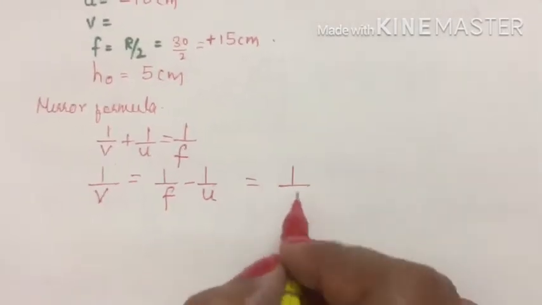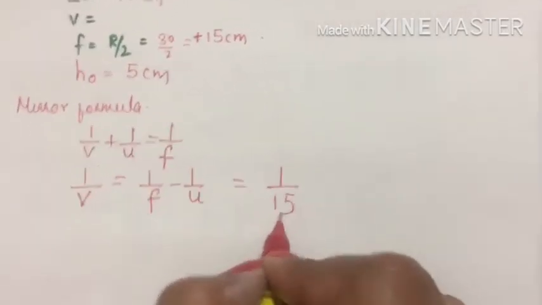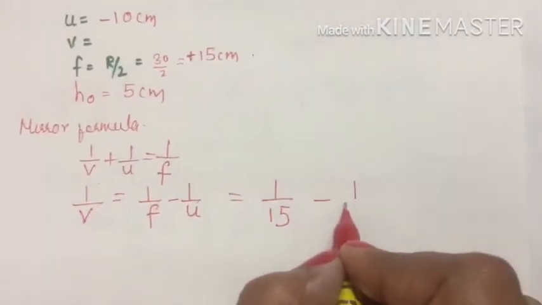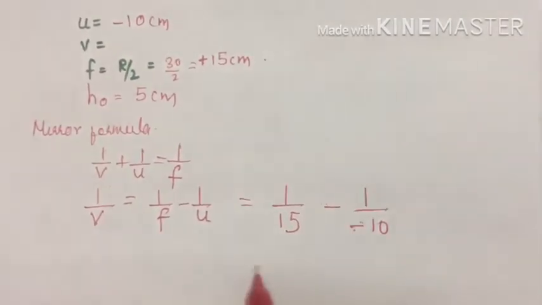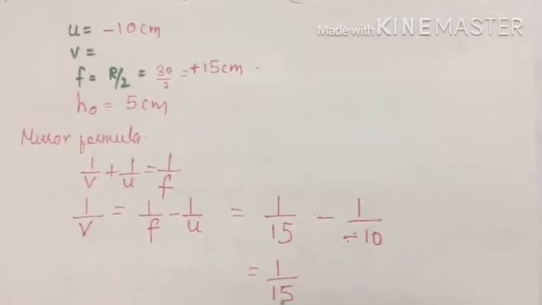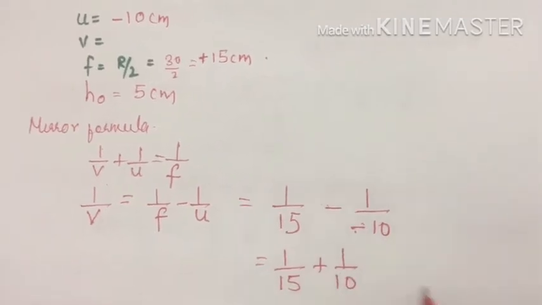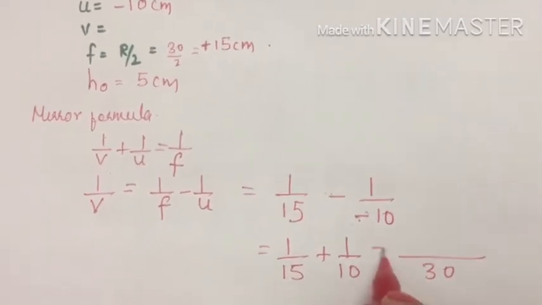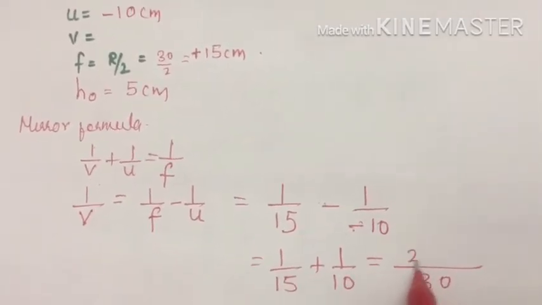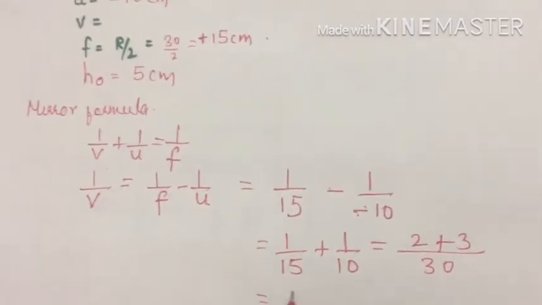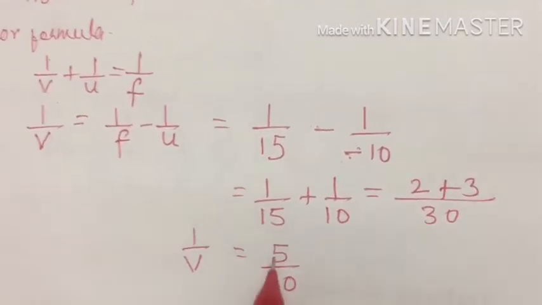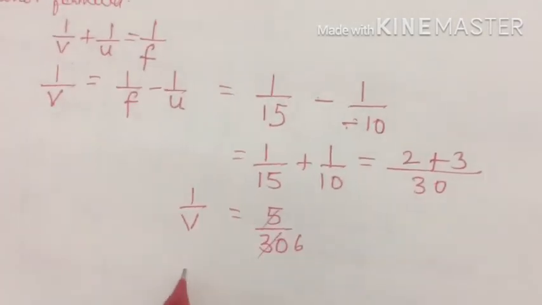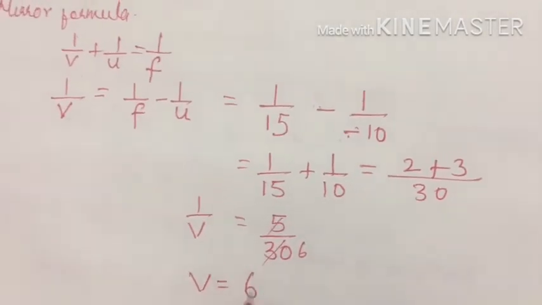Substitute the things, 1 by f. So 1 by 15 minus 1 by u. So what is u? Minus 10. These two will become plus. So 1 by 15 plus 1 by 10. LCM would be 30. And this will become 15 2s are 10 3s are. So this is 5 upon 30. What we are finding? We are finding 1 by v. So this will go 5 6 are. So v will be equal to 6 centimeter.